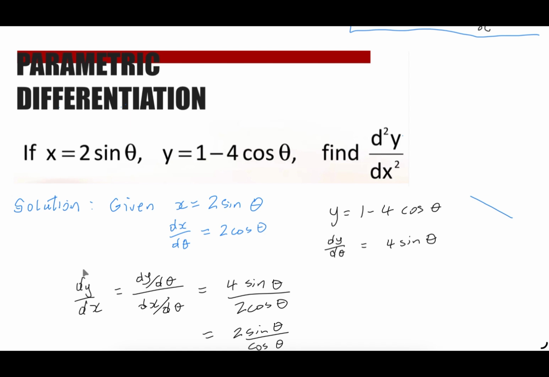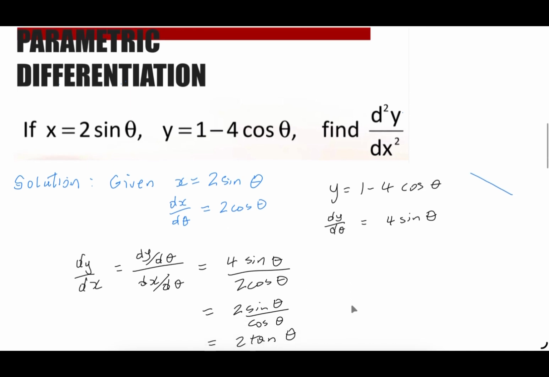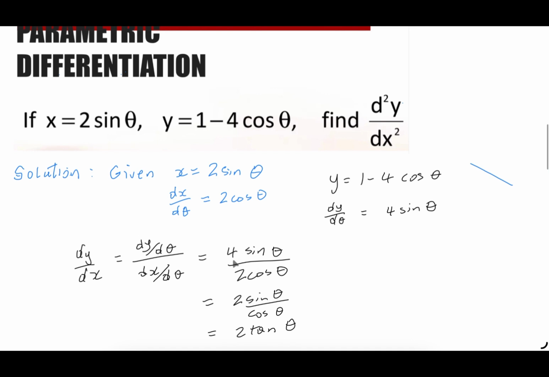Now dy dx will be equal to dy d theta over dx d theta. That's going to be equal to your 4 sine theta over 2 cos theta. And so dividing by 2, we have 2 sine theta over 2 cos theta. And sine theta over cos theta is tan theta. So your answer is 2 tan theta. That's your first derivative. Dy over dx will be equal to 2 tan theta.